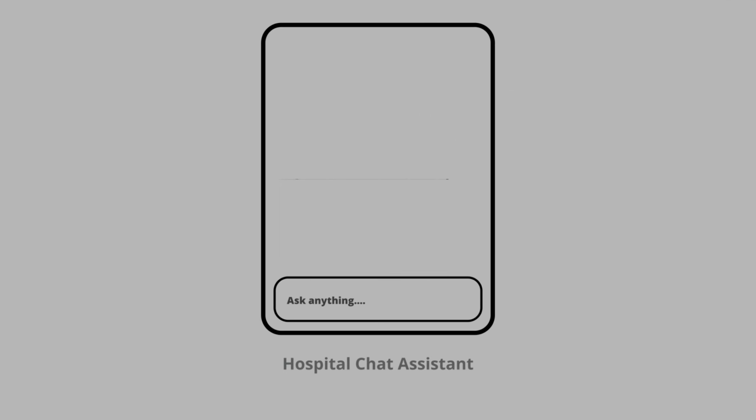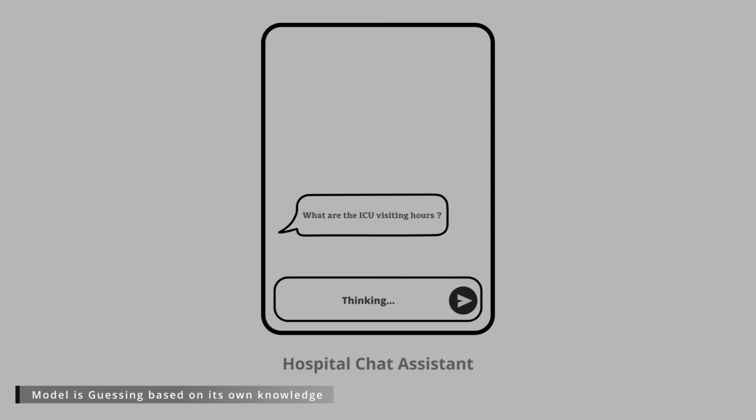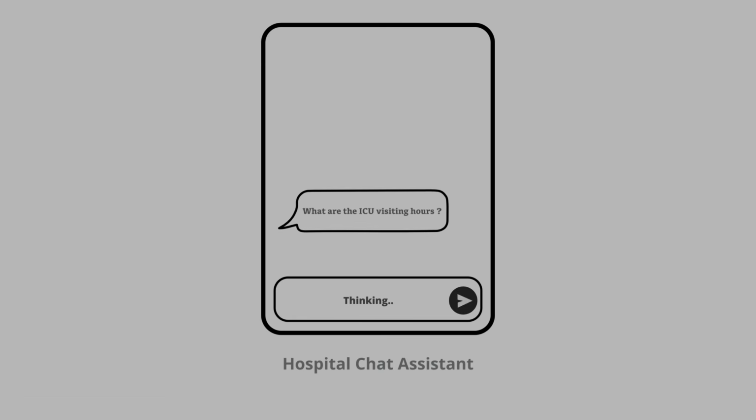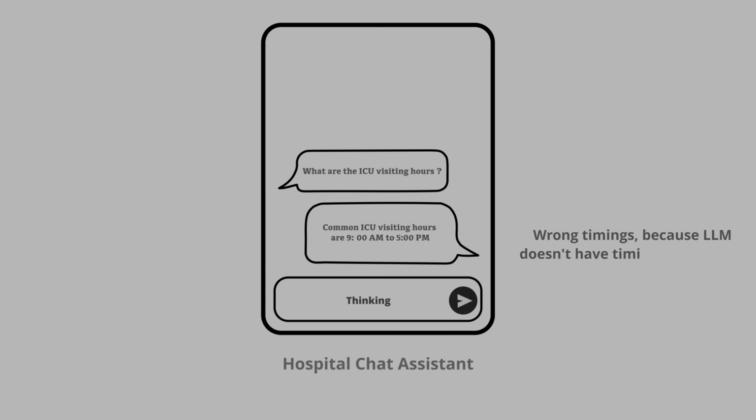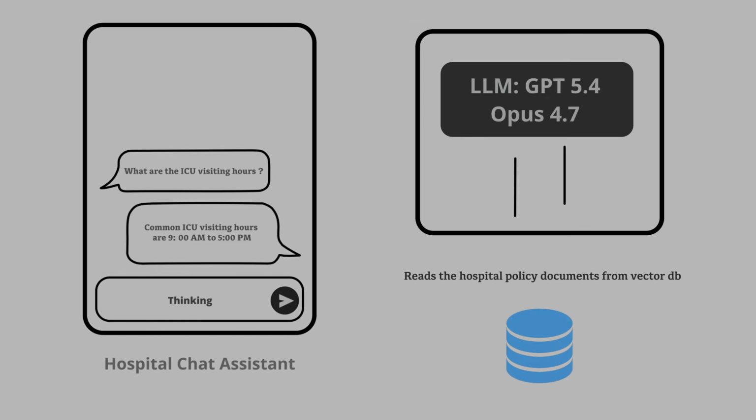Let's take a real-world example. Suppose we build a hospital chat assistant. Now the user asks, what are the ICU visiting hours? Here is what normally happens without RAG. The LLM may hallucinate. It may generate a confident but completely incorrect answer because the hospital's internal policy was never part of the model's training. So instead of depending only on the LLM's memory, RAG retrieves the exact hospital policy first.